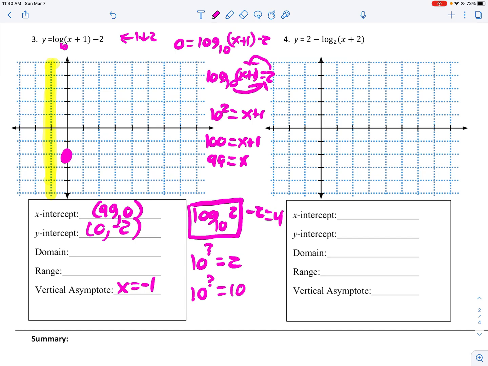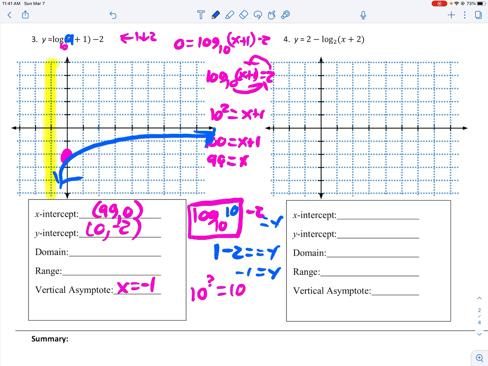So instead of plugging in 1, because 1 plus 1 is 2, what if we plugged in 9? 9 plus 1 is 10. So if we plugged in 9, 10 to what power is 10? That would be 1. So 1 minus 2 would be negative 1. So at 9, it would be negative 1. That still doesn't work perfectly, but at least it gets us close to a point. There we go.